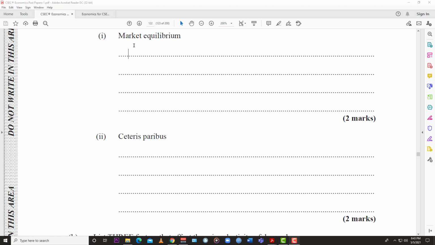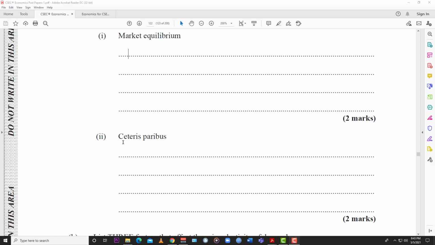So market equilibrium is the point of intersection of supply and demand, the point at which the market forces of supply and demand equal each other, where they meet. So where supply and demand equal each other within the market forces, that's what we call the market equilibrium.